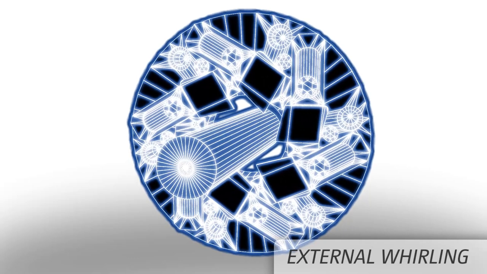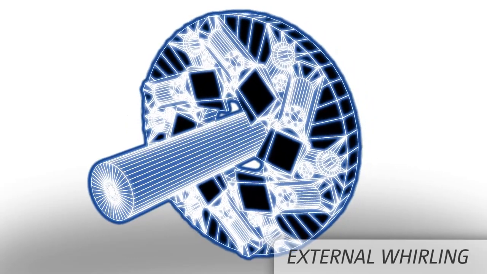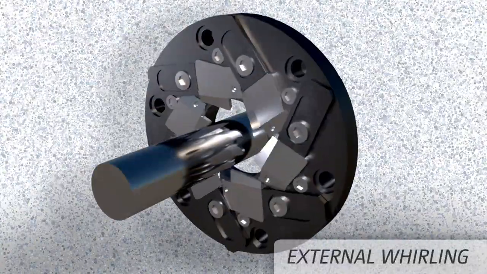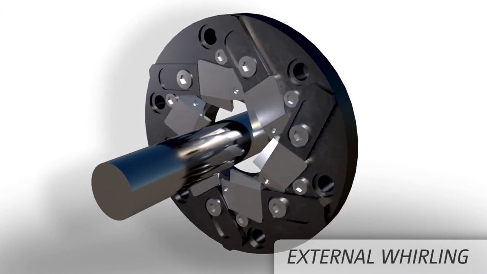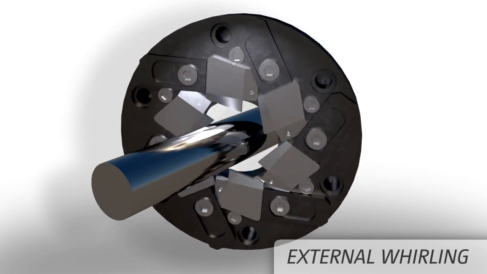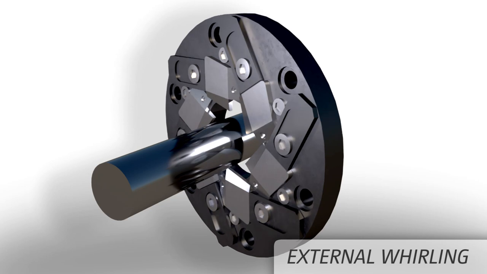Kinematically, whirling of external threads can be considered a special kind of profile milling. The whirling tool is located eccentrically from the center of the workpiece and rotates with very high speed around the slowly rotating workpiece. In the course of this motion, the tool is tilted in relation to the workpiece by the pitch angle of the thread.